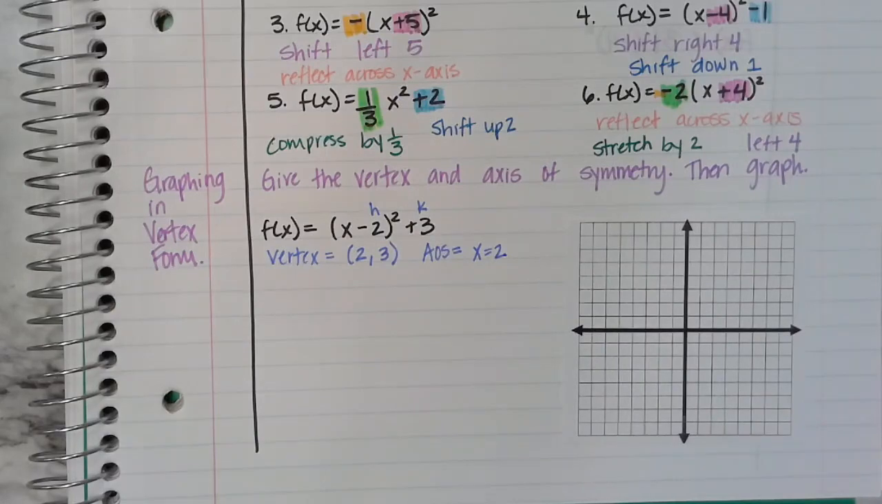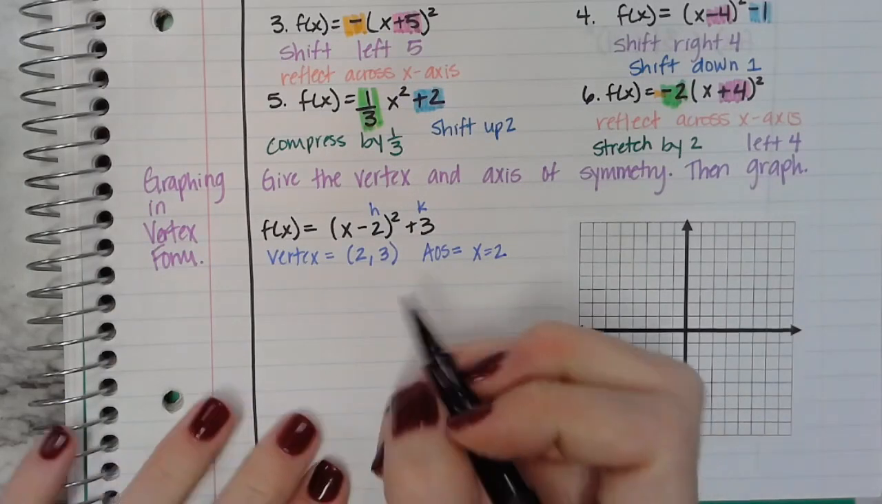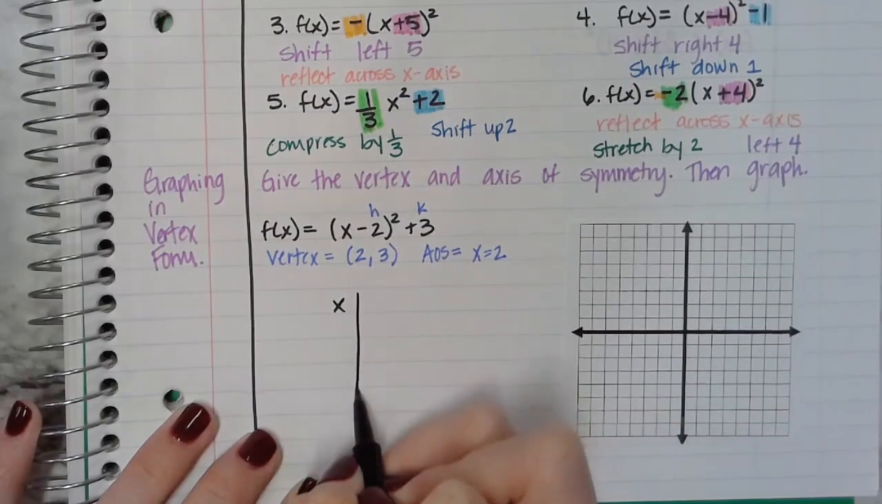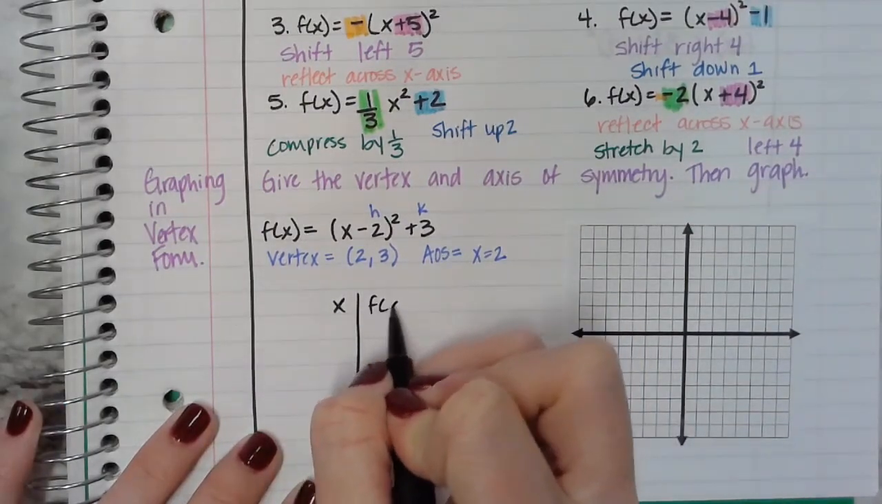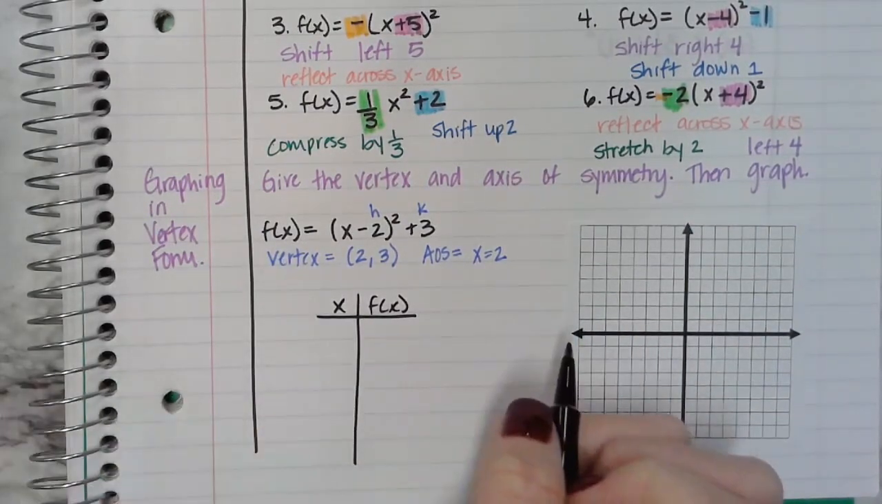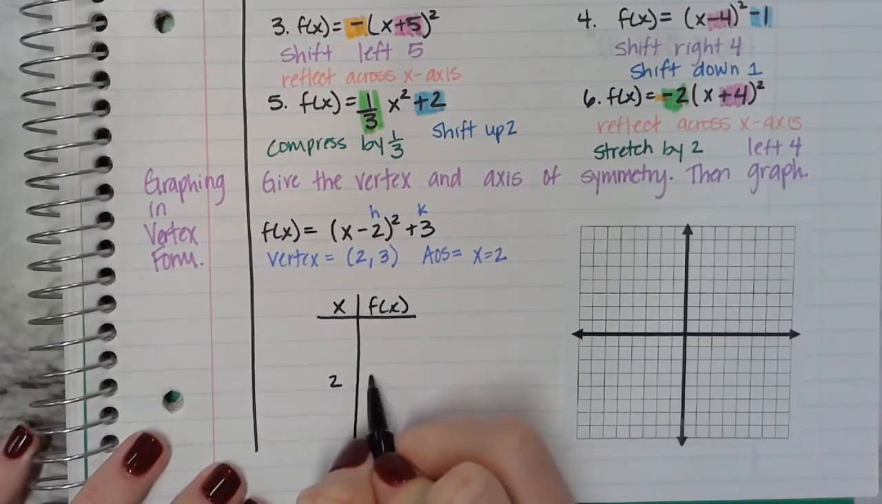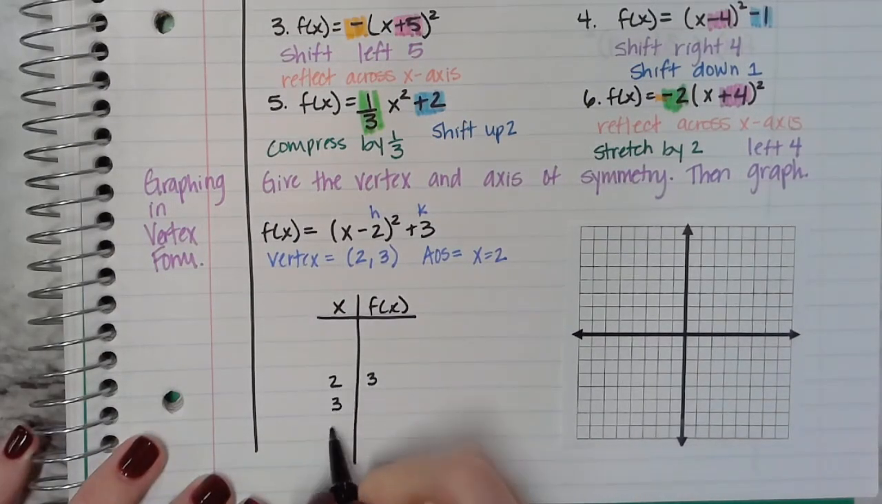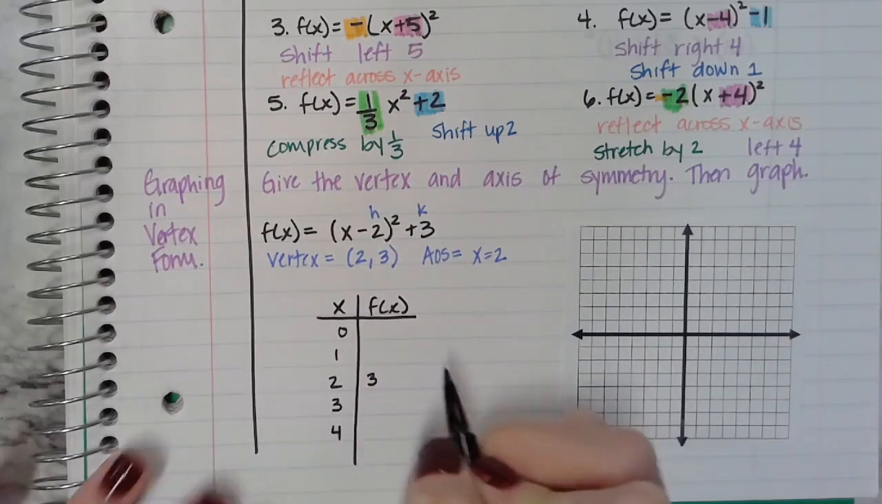Now I still have to make a table. So I'm going to make a table and I'm going to place the vertex in the middle row. Now my vertex is already evaluated for, so that takes a step out for me. So 2, 3, and then I'll number up and down, 3, 4, 1, 0.